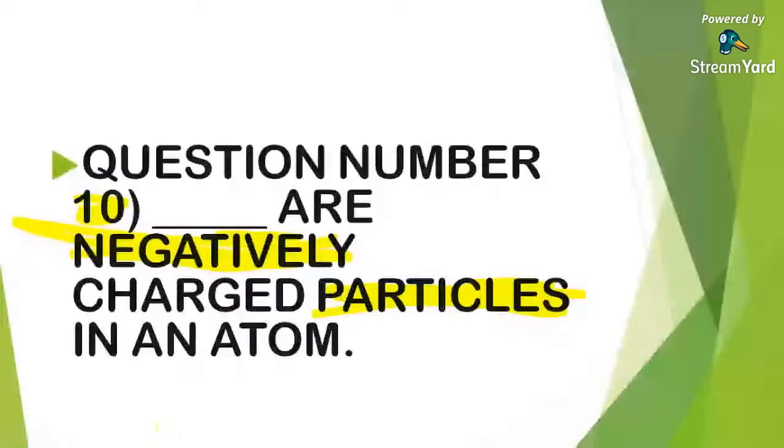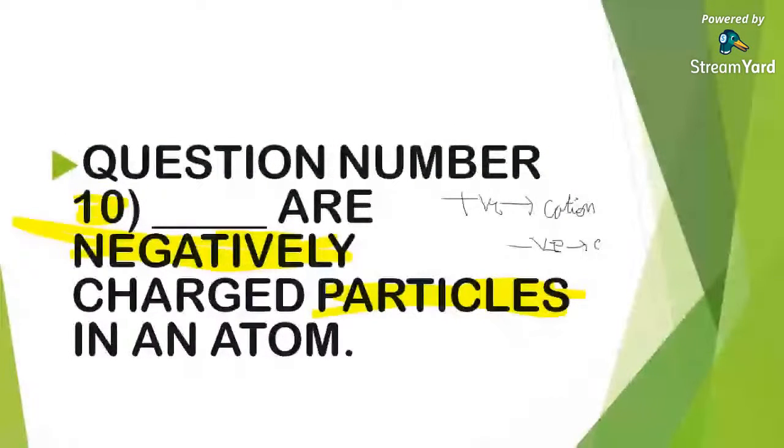This is basically related to the radical, and you know there are two types of radicals. First, basic radical, and the second one is acid radical. Basic radicals have a positive charge, and they are also called cations. Whereas acid radicals have a negative charge, and they are called acid radicals. So here the question is, dash are negatively charged particles in an atom.